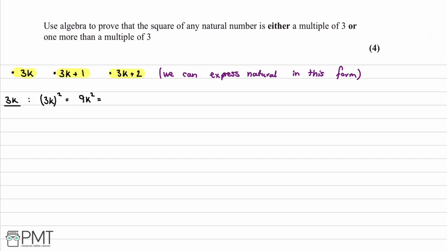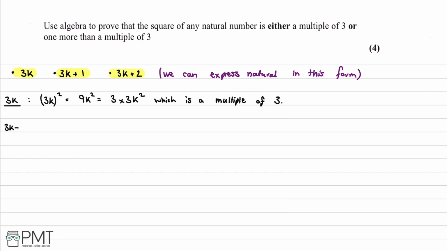And bear in mind, we want to see if this is a multiple of 3 or one more than a multiple of 3. So we need to think, is there any other way we can write 9k squared? Well, we can, because 9 is equal to 3 times 3. So this is going to be written as 3 times 3 lots of k squared. And what's this? Well, this is a multiple of 3. So that's the first case completed. So we're going to look at the second case.